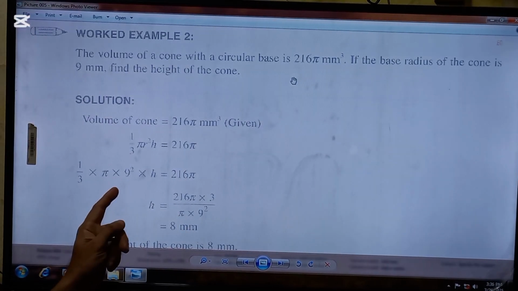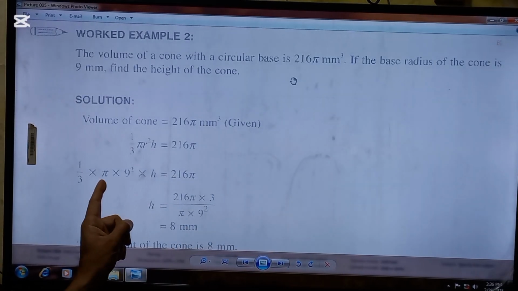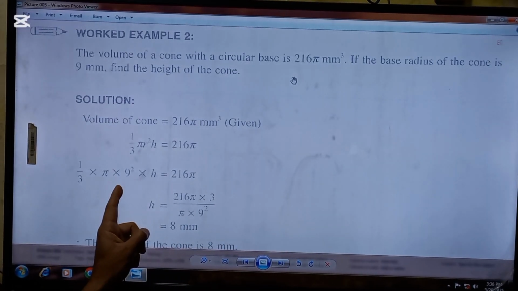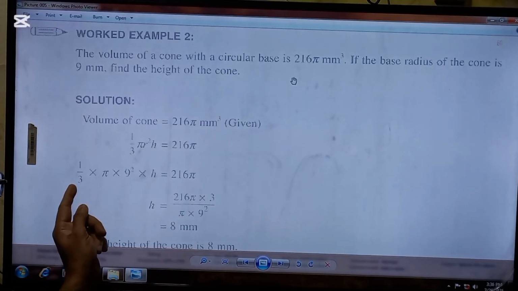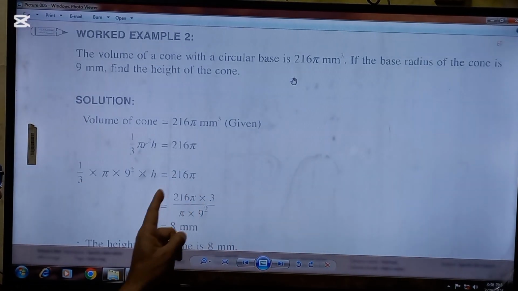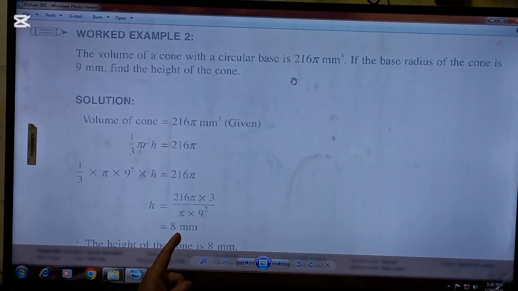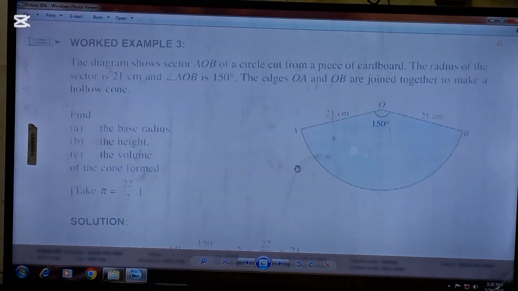At this step, all these values will move to the right side. Pi 9 square will come to the denominator, and this 3 will be multiplied with 216 pi, and at this step solve it on the calculator. You will get the answer 8. Unit will be millimeter because height is in a singular unit.